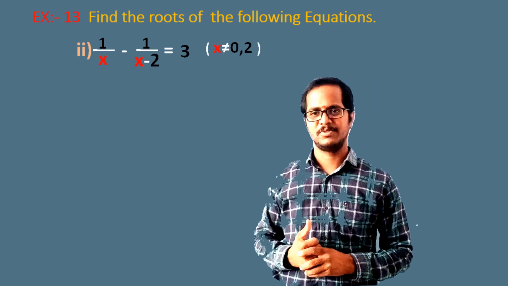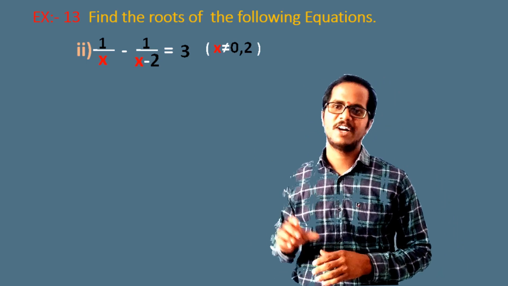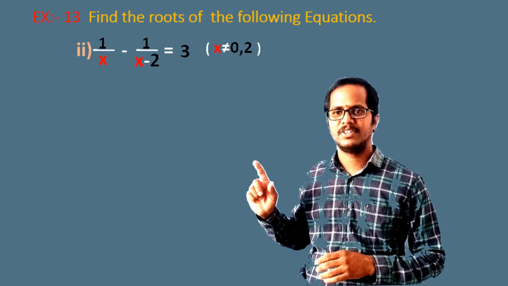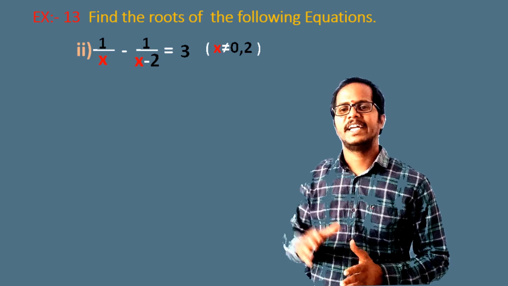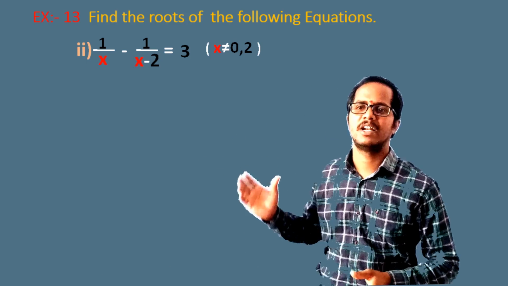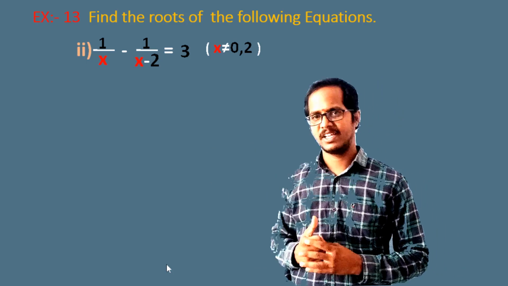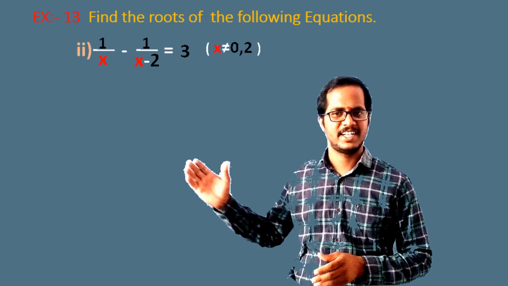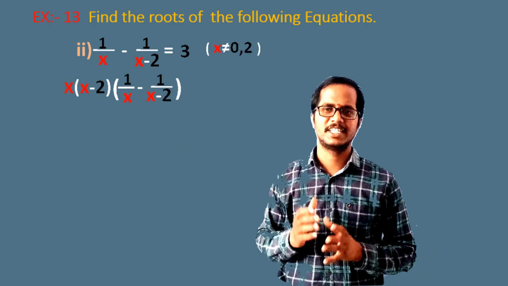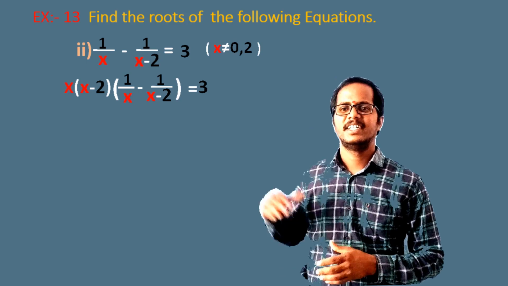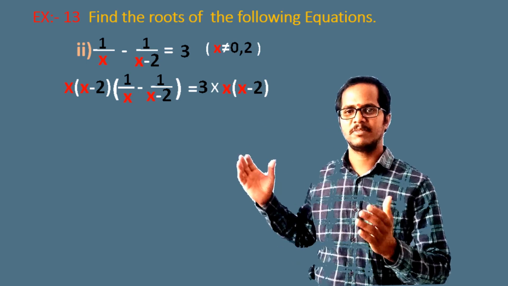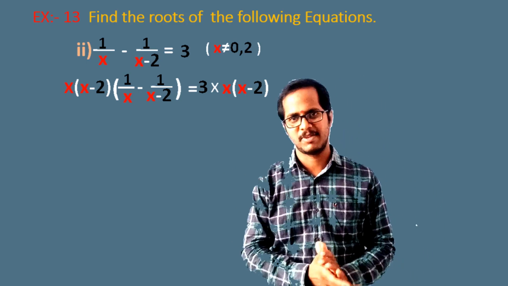x and x minus 2. To eliminate these two denominators, we have to multiply this entire equation with x and x minus 2. So let us multiply the entire equation with x into x minus 2. By multiplying on both sides with x into x minus 2, we can write x into x minus 2 in bracket 1 by x minus 1 by x minus 2 equals to 3 into x minus 2.